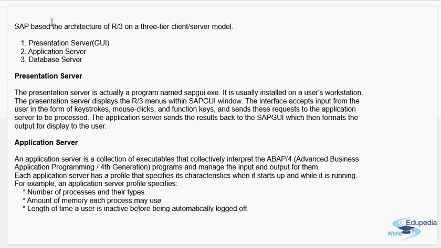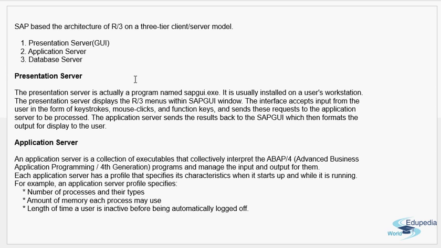SAP based the architecture of R3 on a 3-tier client server model. So R3, the 3 stands for 3 layers. These are the 3 layers: the presentation server, the GUI, the graphical user interface, the application server, and the database server. What is this presentation server?